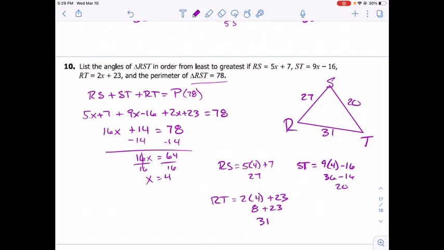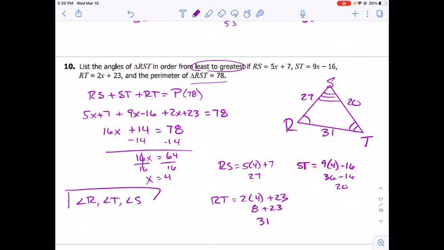Now we can name our angles from least to greatest here. The smallest angle is across from the smallest side. The smallest side is 20. That means that angle R is going to be angle 1. Middle is going to be 27, that's going to be angle 2. And our largest is going to be S, we're going to call this angle 3. Small, medium, large here. So that means it's going to go angle R, angle T, and then angle S. And that's the order from least to greatest of our angles.